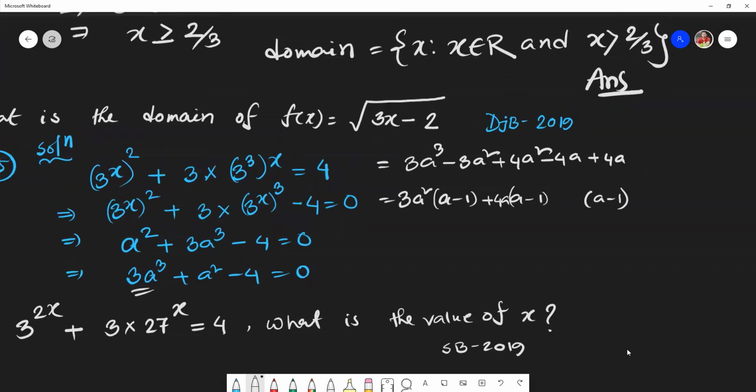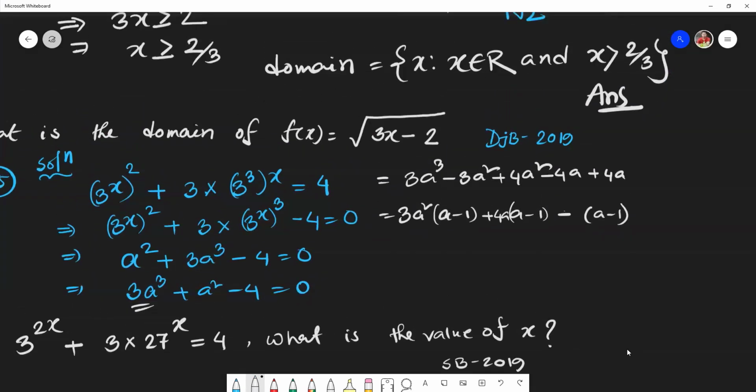In the next part we see here a is inside the bracket. So take 4 common and this is minus 4. So I think now 3a cube minus 3a square plus 4a square minus 4a, then plus 4 equals to 0. So here we will get the common factor a minus 1, and another factor is 3a square plus 4a plus 4 equals to 0.